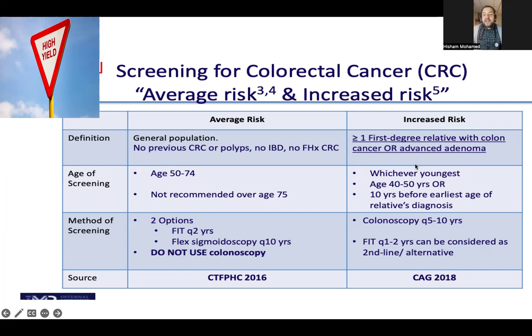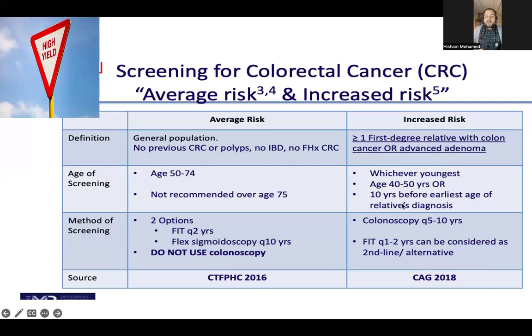So if we have increased risk, like a first degree relative, one or more than one, with colon cancer or advanced adenoma, the time of screening is different. The age of screening is different.